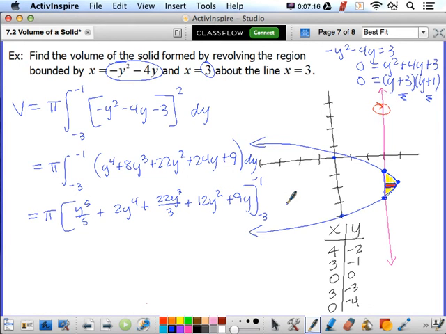Okay, so let's see what we can get. If we substitute in the -1, shouldn't be that bad. We'll leave our brackets here for now. So the -1 gives us -1/5 plus 2 minus 22/3 plus 12 minus 9. So that's our first parentheses. And then from there we're going to subtract whatever we get when we substitute -3 in.